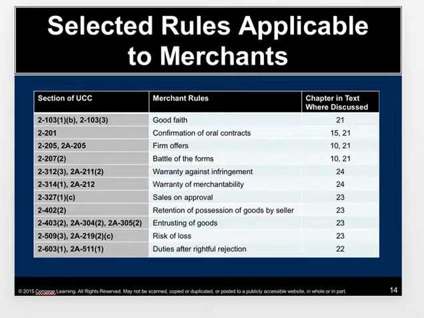So the good faith, which is what we talked about before, confirmation of oral contracts, firm offers, battle of the forms, warranties against infringement, warranty of merchantability, sales and approval, and so forth. I'm not going to read all of them, but in essence, that's where it tells you what those rules are, what section of the UCC applies, and then the very last column to the far right is the chapter in the text where all of this is discussed. So again, this is a really good overview or summary of some of the selected rules that are applicable to merchants.